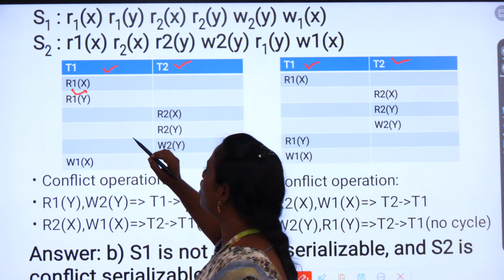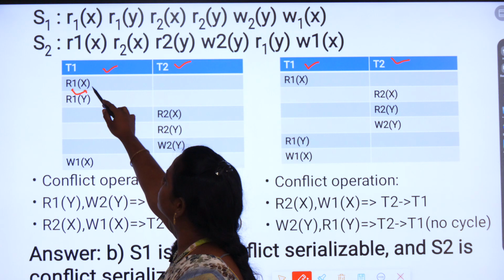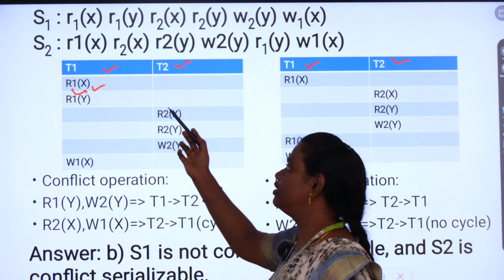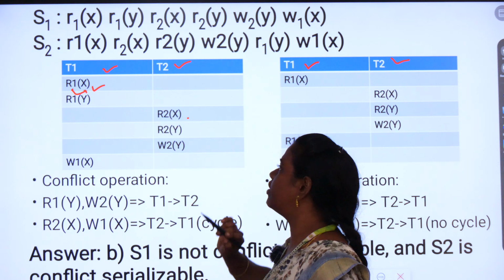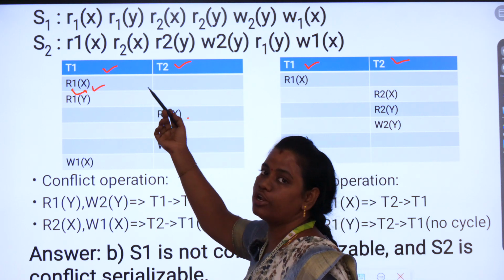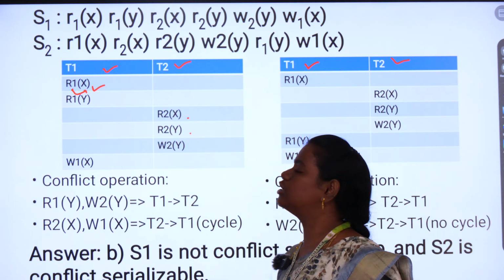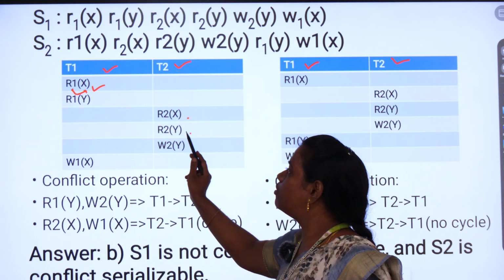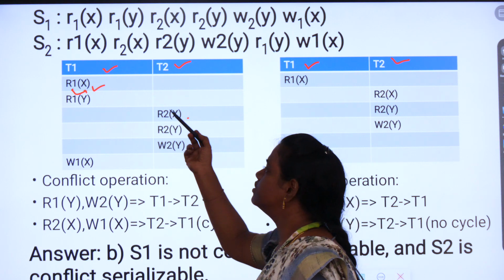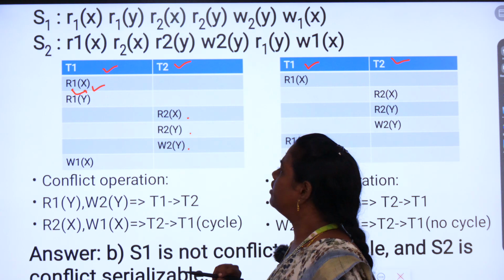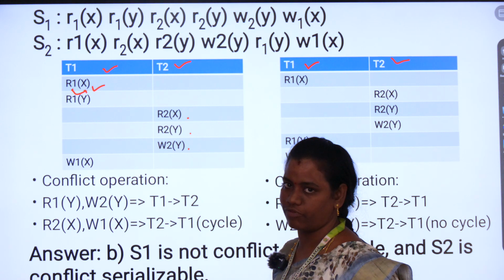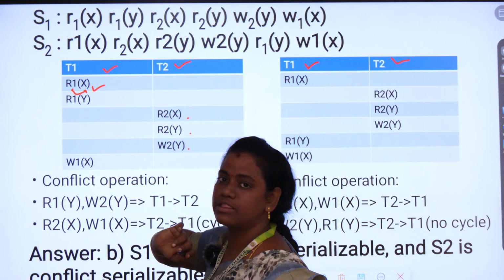So first check the conflicting operations of R1 of X. This is our first instruction. I'm going to compare with the second transaction. Here R1 of X is compared with R2 of X. Both are read operations, so definitely there is no conflict. Next I'm going to compare with the next instruction, R2 of Y. Here both are performed on two different data items, so there is no conflict. Here also both are performed on different data items, so there is no conflict. So for the first instruction there is no conflict.